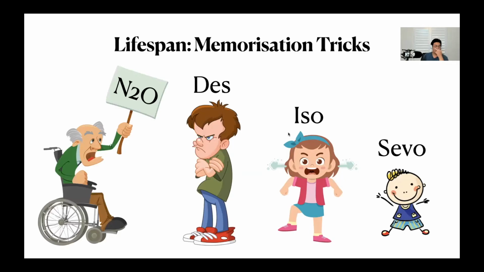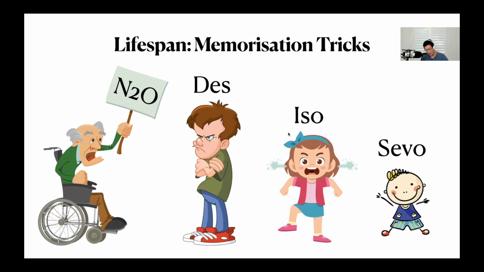Okay. How are we going to memorize lifespan? This is how I memorize it. So nitrous, I'm not ageist by any means, but nitrous would be used by probably one of the older anesthetists. And therefore, that's how I remember that nitrous is 120 years old, or over 110 years old. Des is like a teenager, so Des is approximately 14 years old. Iso is like the terrible 3s, so Iso is going to be 3. And Sevo is a little baby.